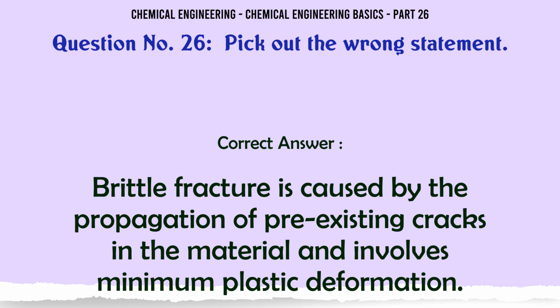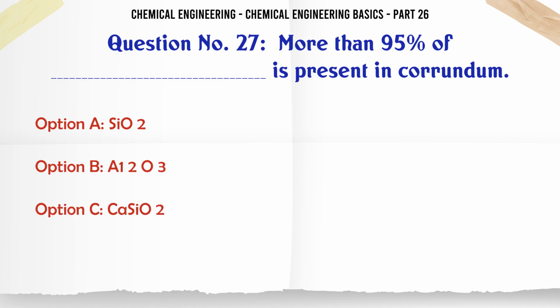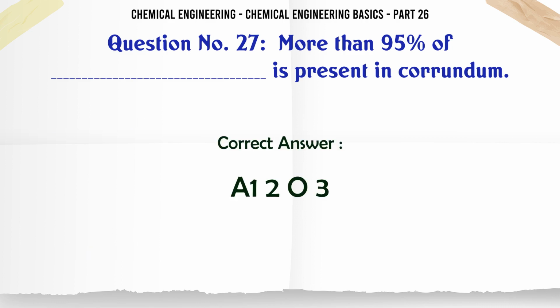More than 95% of which is present in corundum? A. CO2, B. Al2O3, C. CaSO4, D. MgO. The correct answer is Al2O3.